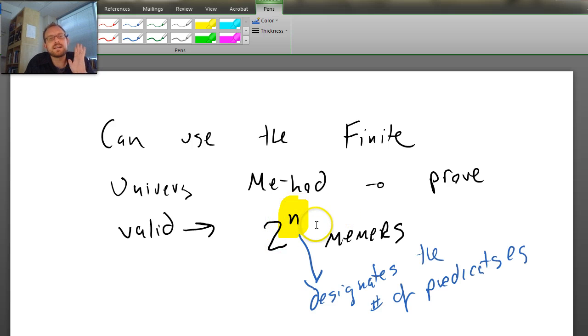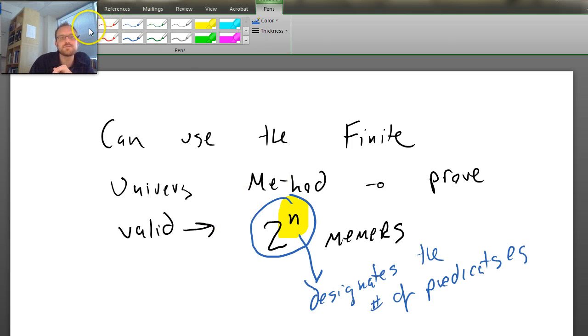You only need to check it up to 4 different universes in order to prove it's valid. But obviously, because this is an exponential equation, it would go up very, very quickly. So if you had 10 predicates, you would have to check well over 2,000 times or something in order to prove that it's valid.